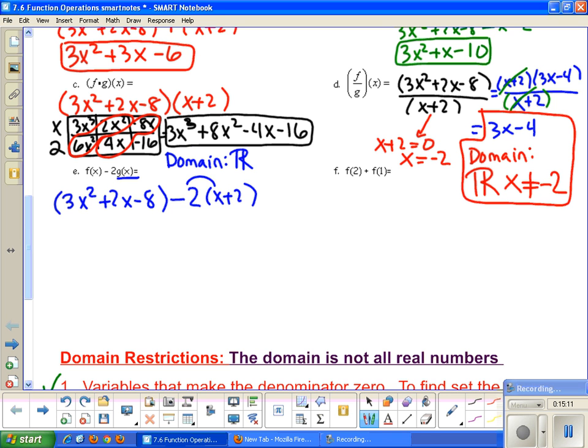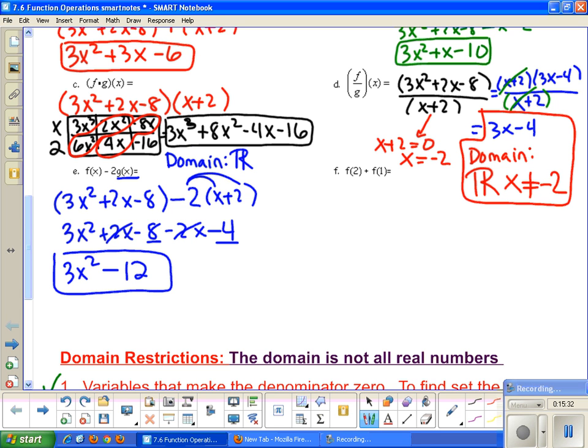So then I'm going to distribute. So for this next one, I get 3x squared plus 2x minus 8 minus 2x minus 4. Combine like terms, 3x squared. The 2x and 2x would cancel out, so I'm left with minus 12 because negative 8 and negative 4, so that would be my answer. Then I want to look at my domain. So my domain in this case, I don't have any variables in the denominator anywhere, and I don't have any radicals, so it's going to be all real numbers.